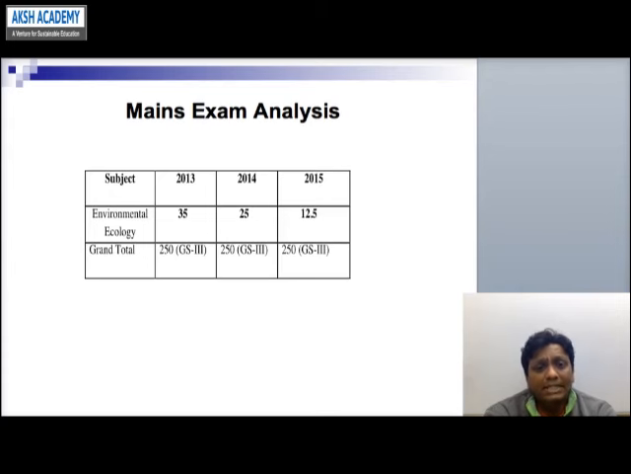If you go into the mains exam analysis trends, the new pattern of the mains examination started from 2013 onwards. Where is the environmental ecology? This is in the GS3 paper. In the GS3 paper, 35 marks came in 2013, 25 marks came in 2014, and 12.5 marks came in 2015. Don't think the number of marks is just going to decrease, so that next year there will be no question.